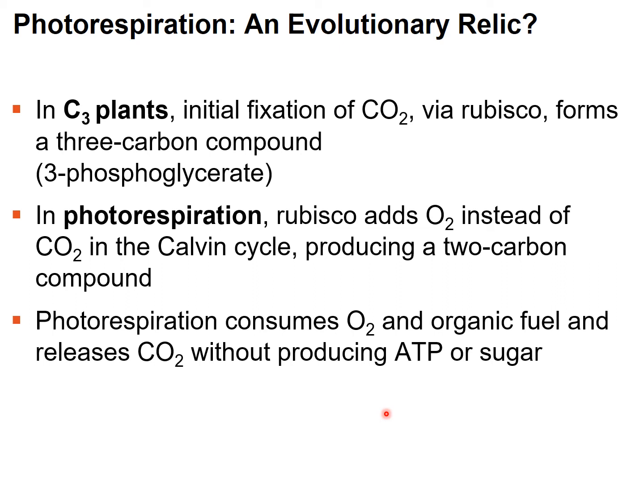for energy later. Photorespiration is going to consume this excess oxygen that's building up inside the plant and the organic fuel, which is ultimately releasing carbon dioxide without producing ATP or sugar. So no ATP is going to be made, no sugar, the plant's losing energy, it's not producing sugars because it's not incorporating the carbon dioxide, it's incorporating the excess oxygen that's building up inside the plant. Those are all conditions which are very, very wasteful.